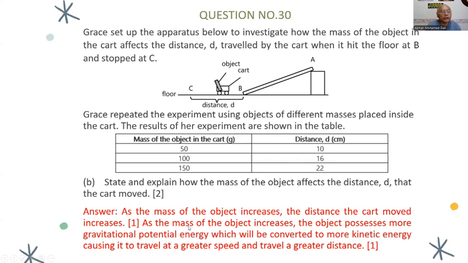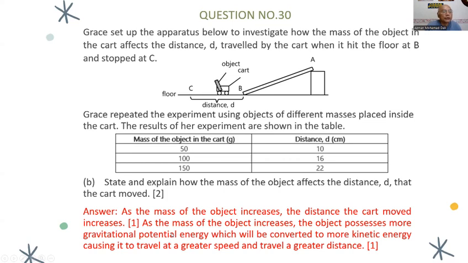As the mass of the object increases, the object possesses more gravitational potential energy. Okay, because gravitational potential energy depends on 2 things: the height at which an object is placed, height above the ground, and the mass of the object. So the height here is actually the same. Since the height is the same, that means the height will not affect the gravitational potential energy. The mass will affect it. So this is the explanation.